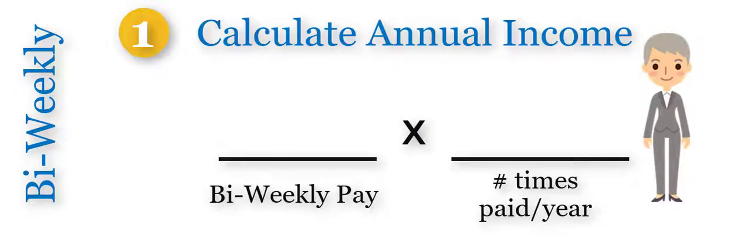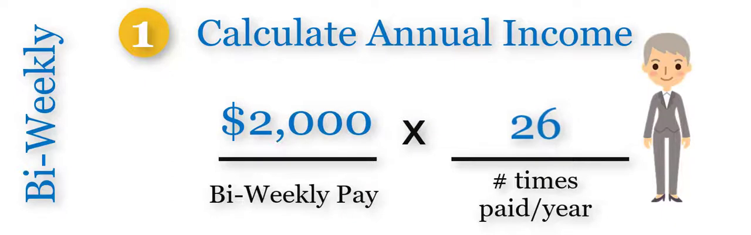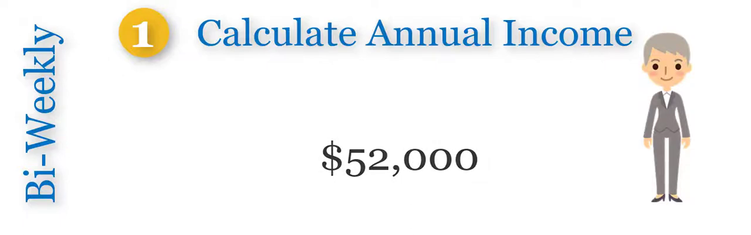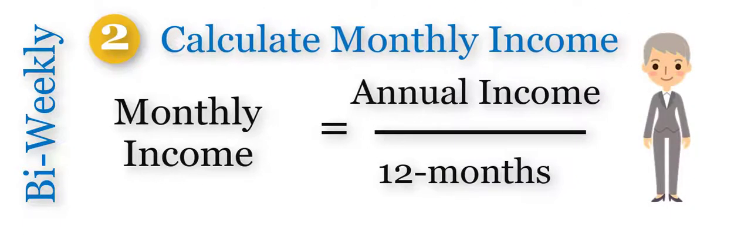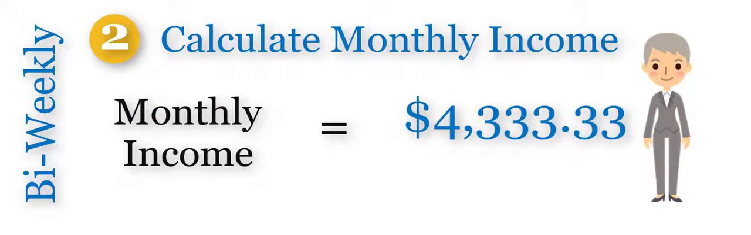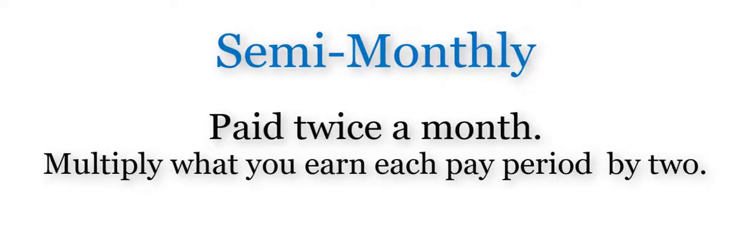First, calculate your annual income. So that's 2,000 times 26. You earn $52,000 a year, but we need your monthly income. Step 2, divide your annual income by 12. So 52,000 divided by 12, that's $4,333 per month. Finally, what if you're paid semi-monthly, meaning 2 times per month?